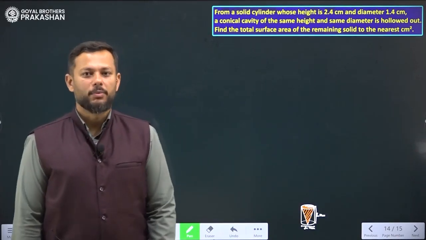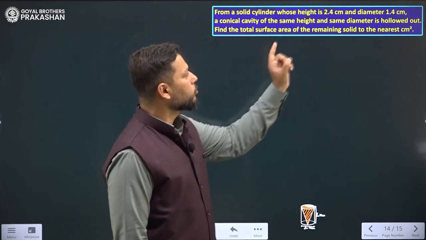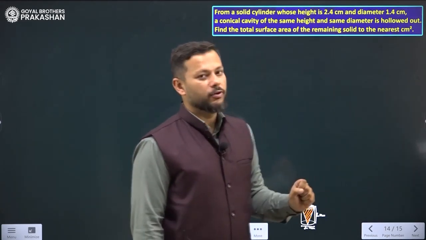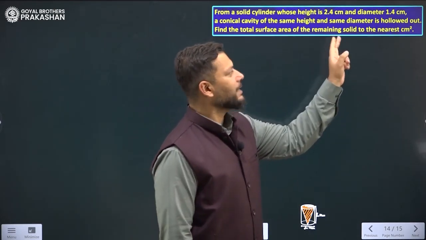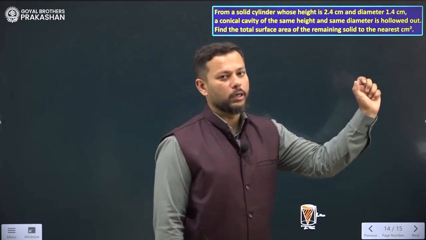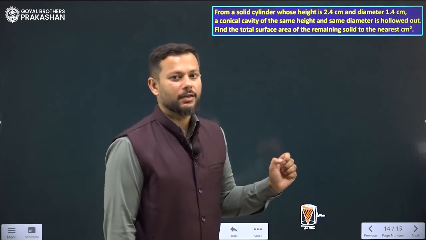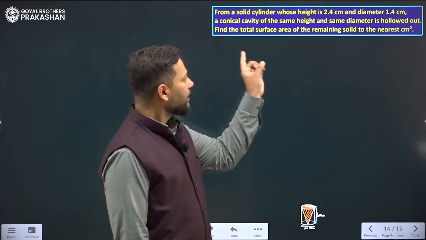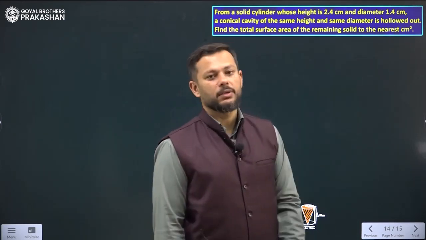Let us look at this problem. From a solid cylinder whose height is 2.4 centimeter and diameter 1.4 centimeter, a conical cavity of the same height and same diameter is hollowed out. That means from a cylindrical block, or from a solid cylinder, a conical cavity is taken out. Find the total surface area of the remaining solid to the nearest centimeter square.